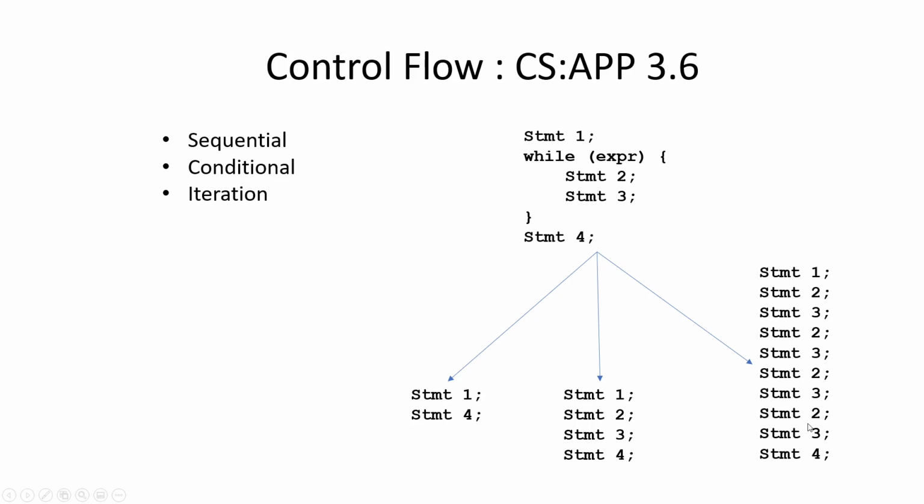And it's not just going to happen exactly 4 times. I've got lots and lots of options. I can go through this loop any number of times. And eventually I'll exit the loop and continue on with statement 4. So after the loop ends, I'm just going to go back to my sequential mode of operation and continue on.